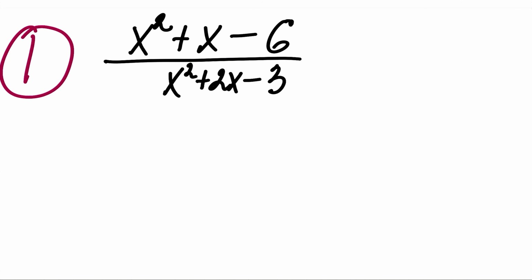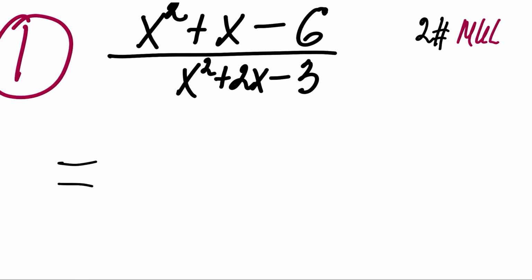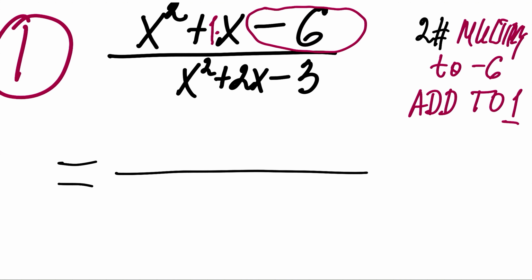And remember, let's say for the first one, for the top, you want to come up with two numbers that multiply to the last constant, which is negative 6 for the top quadratic, and add simultaneously to the middle coefficient, which is 1. So you see there is no coefficient explicitly written in terms of x. So by default, it's 1. So add to 1.